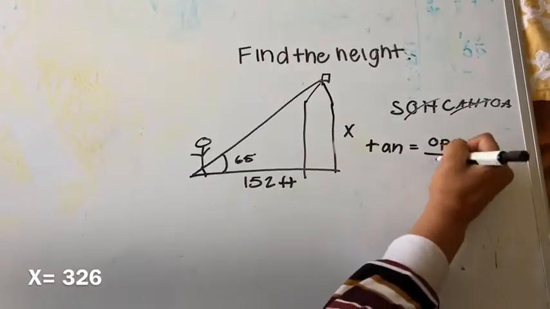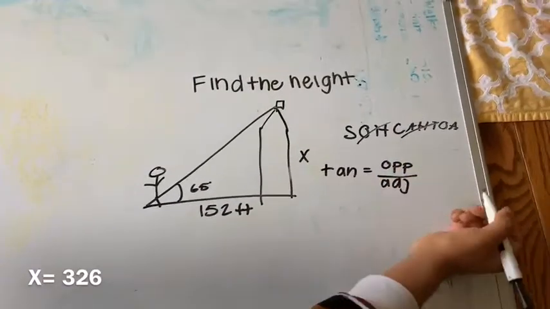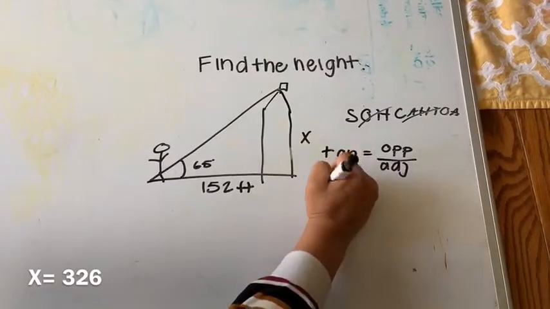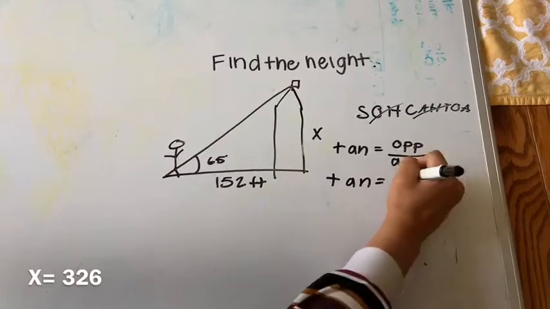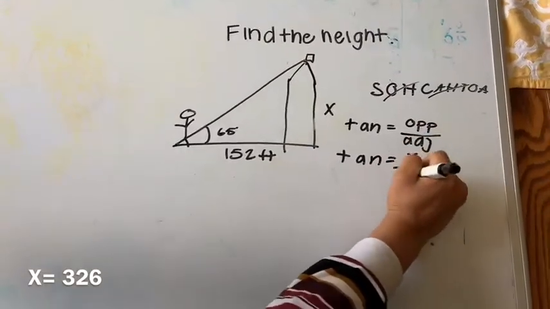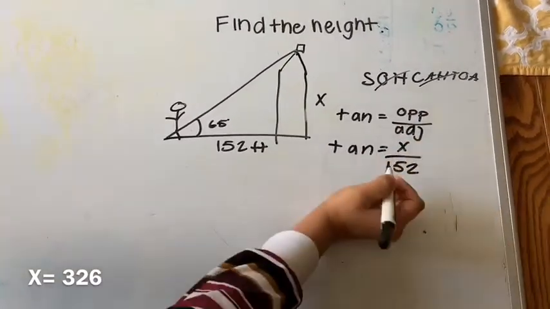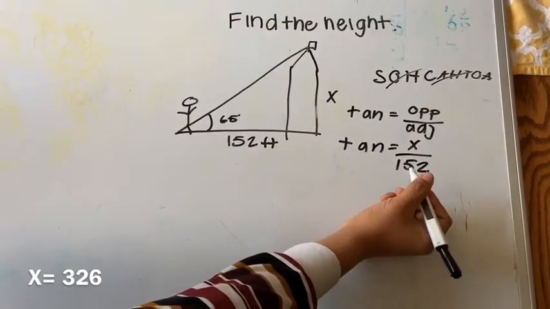After figuring this out, I have to plug in the numbers that were given. So tangent is equal to x over 152. I then plug in the degrees because I was given that. So the tangent of 65 degrees is equal to x over 152.